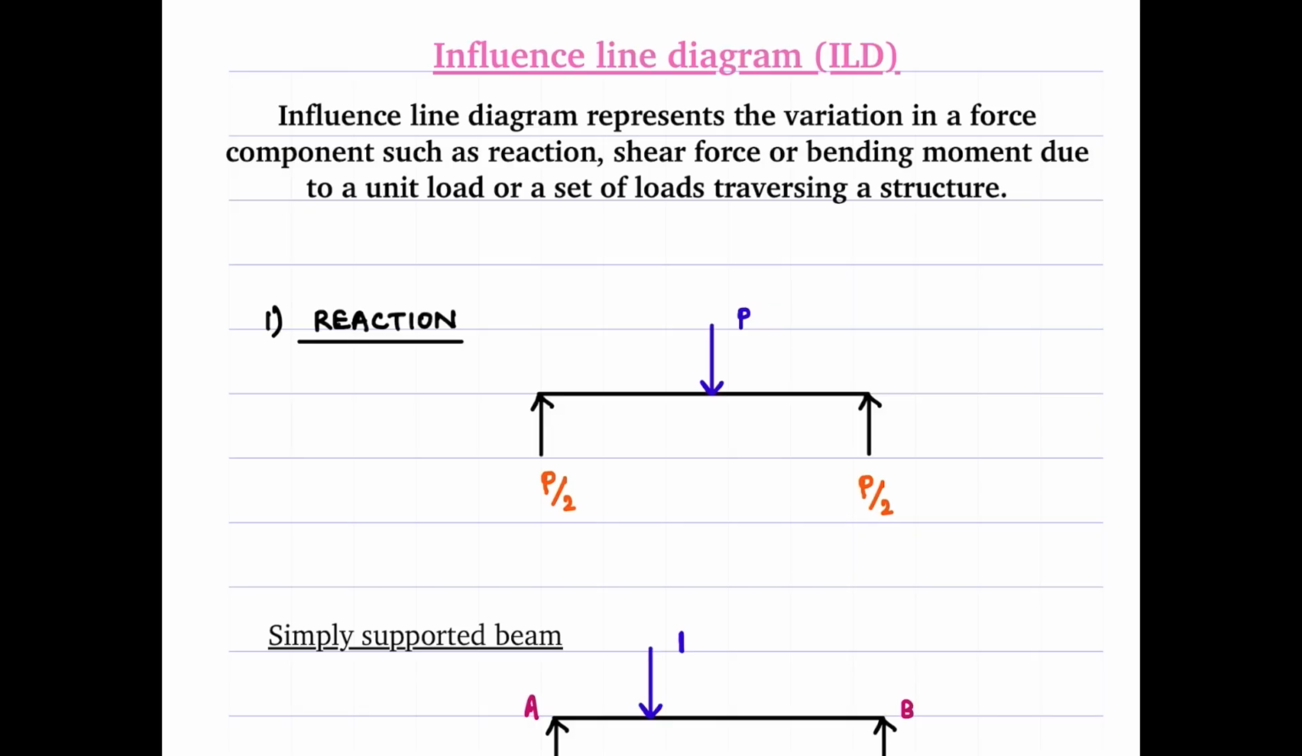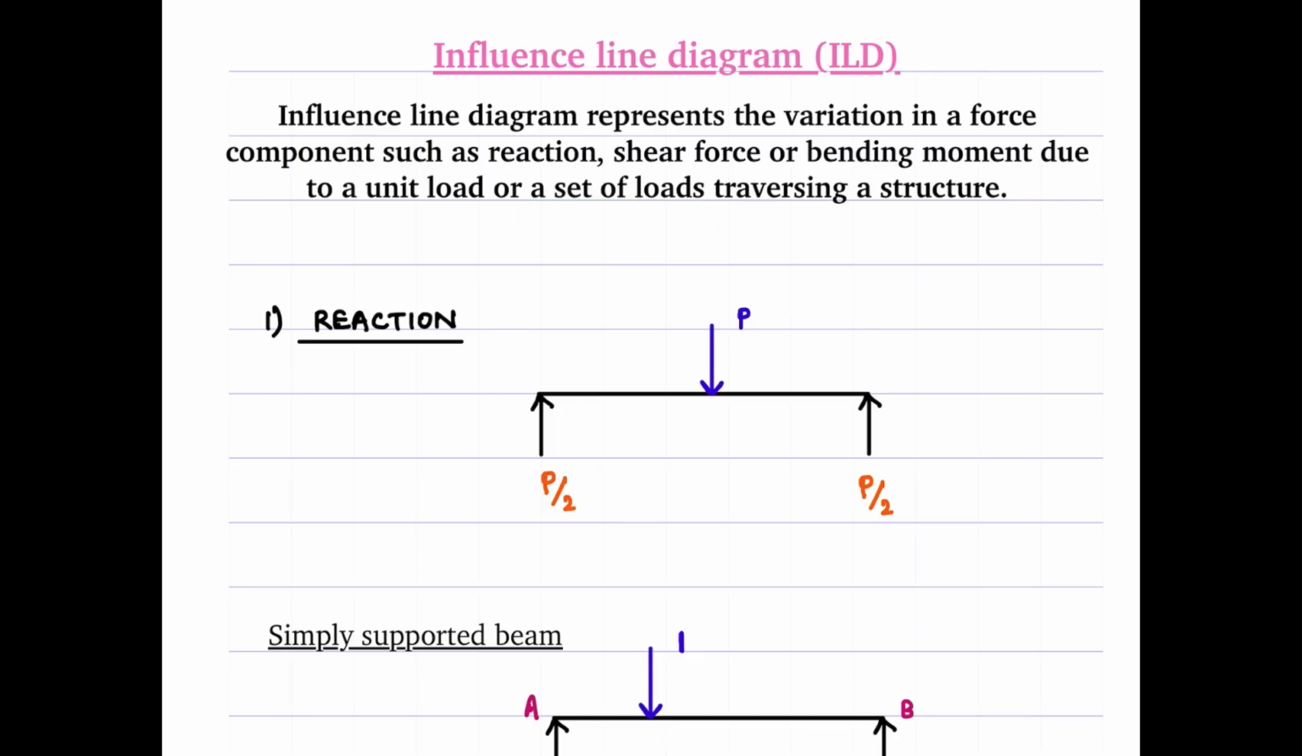The influence line diagram is a diagram which represents the variation in a force component. Let's say it could be a reaction or a shear force or a bending moment due to a unit load or a set of loads traversing a structure. That means if I allow a unit load to traverse a structure, from the left hand to the right hand or right hand to the left hand, how does the location of this unit load change a particular force component, say reaction or shear force or bending moment? So it could be due to a unit load or it could be due to a set of loads.